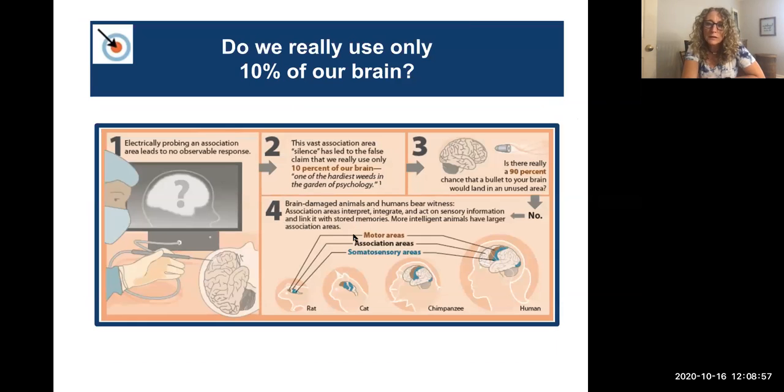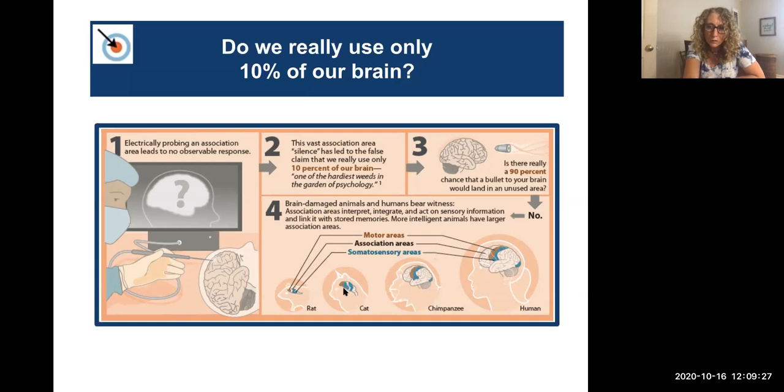All right, and then, we talked about this myth at the beginning of the year. Do we really use only 10% of the brain? Absolutely not true. We are using a lot of different regions, but when they did some original studies, they noticed that when they would stimulate association areas, there wouldn't be any type of response. And for some reason, they took that to mean that we only use about 10% of our brain.